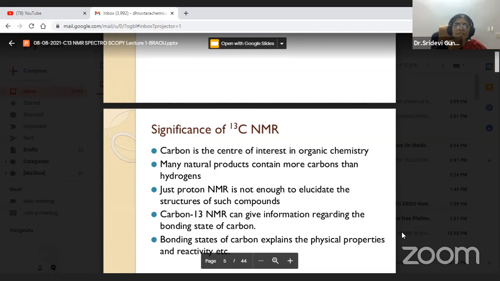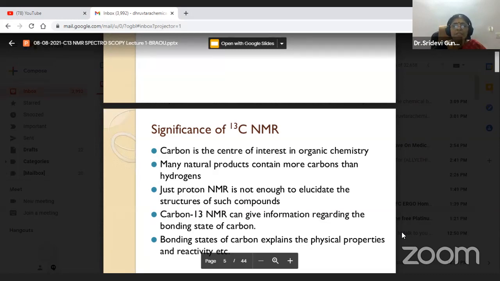Not only cholesterol, many other steroids and many other natural products have very complex structures. Sometimes they have more carbons than hydrogens, and those hydrogens give very complex proton NMR spectra. That means you will not be able to interpret anything from just the proton NMR spectrum. Though proton NMR is very good for interpreting many molecules, there are some molecules whose structures you cannot elucidate just by looking at the proton NMR spectrum. So that is the need for C13 NMR.